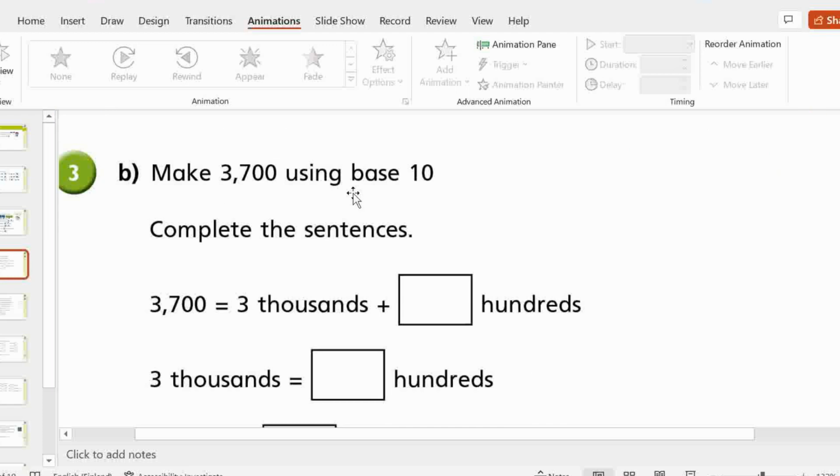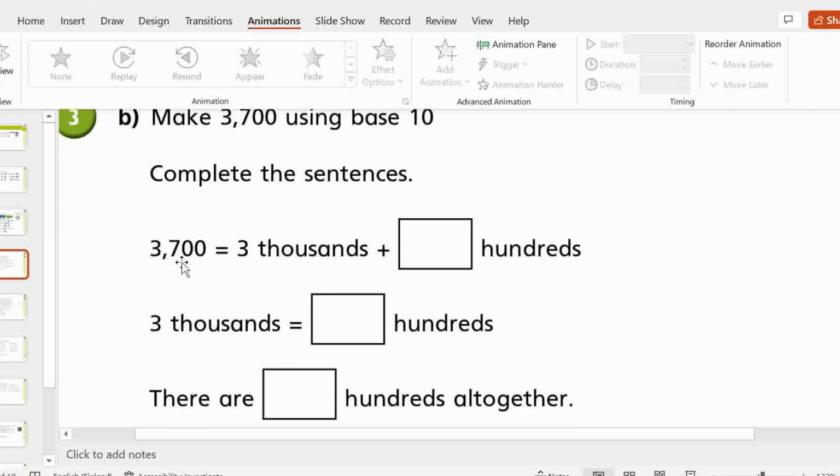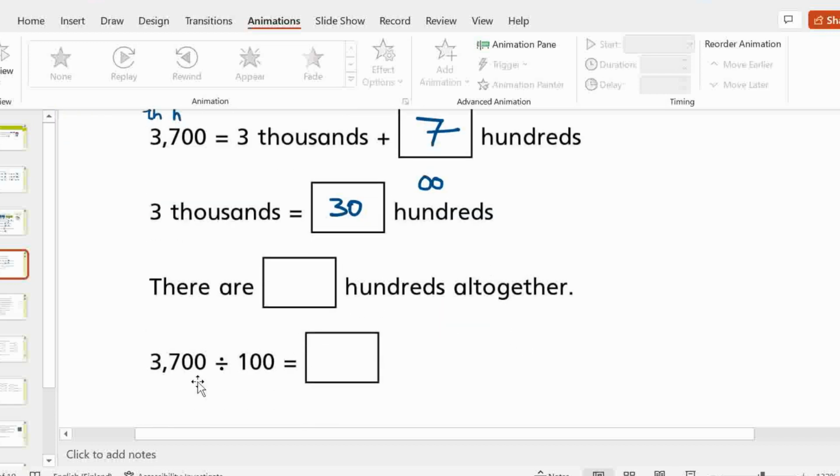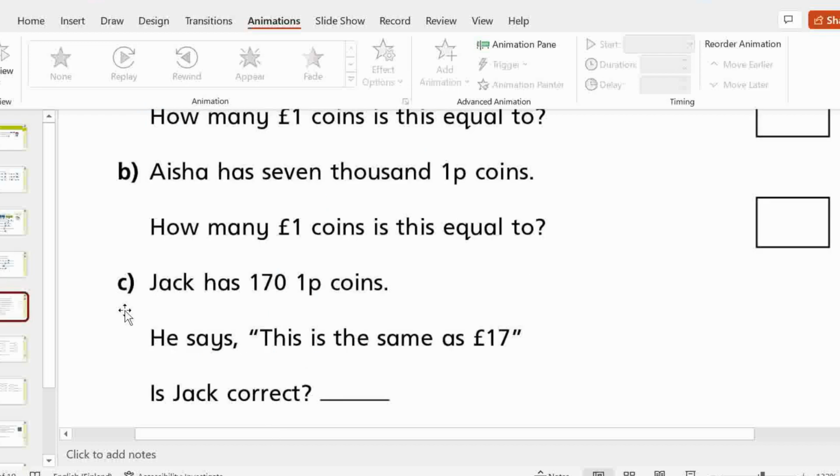Make 3,700 using base 10. Complete sentences. Okay, so 3,700 equals 3,000s. How many hundreds? If we see here's hundreds, we've done the thousands. 7. 3,000s equals how many hundreds? Remember, 100, 30, yes. Okay, that gives us our 3,000, doesn't it? There are how many hundreds altogether? Basically, we have to do 3,700 divided by 100. What does that give us? Good. Yep. And the quick way is, of course, doing it like that. Okay. On to the next question.